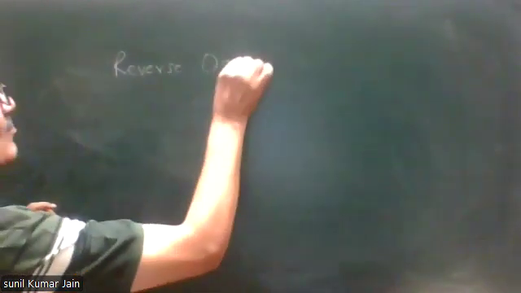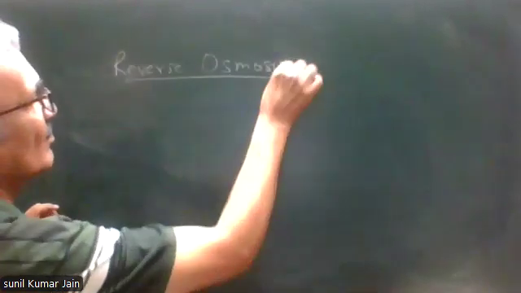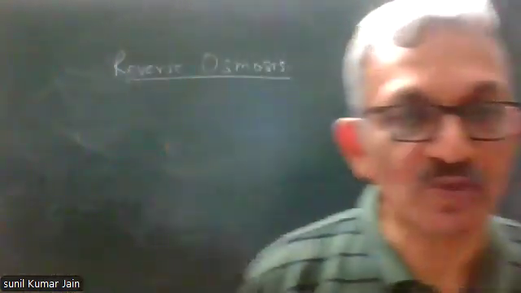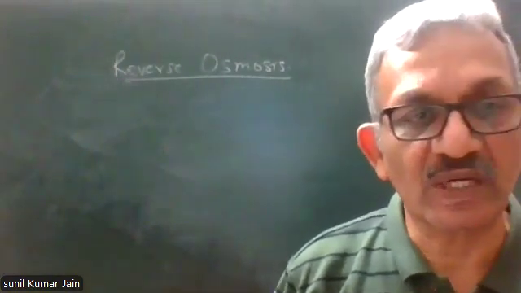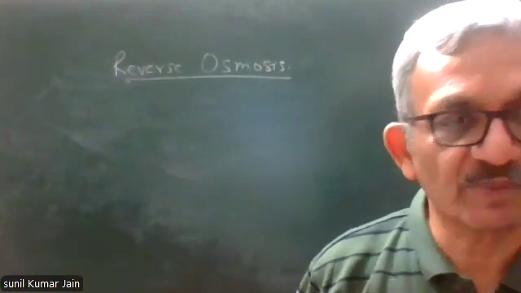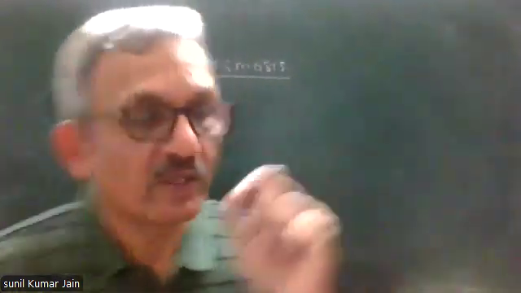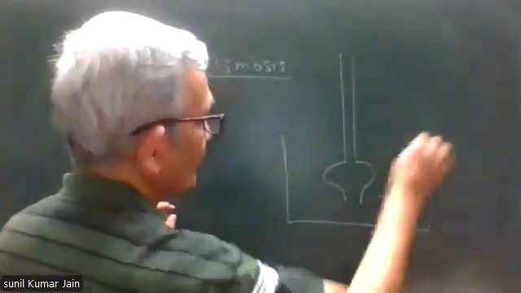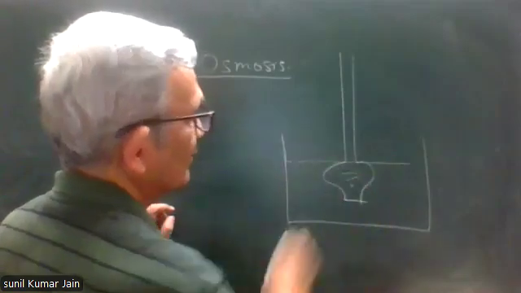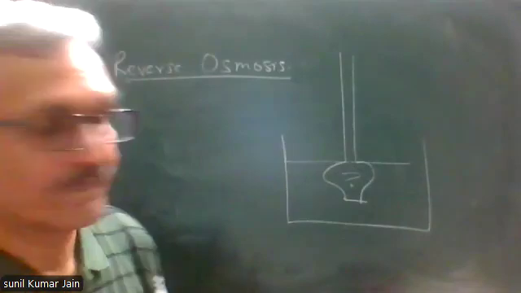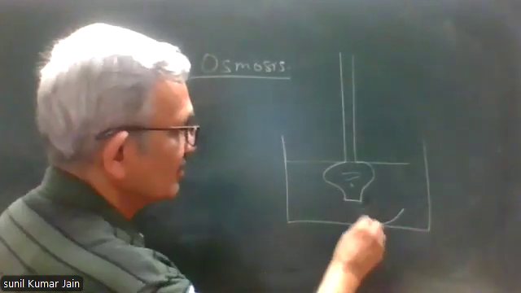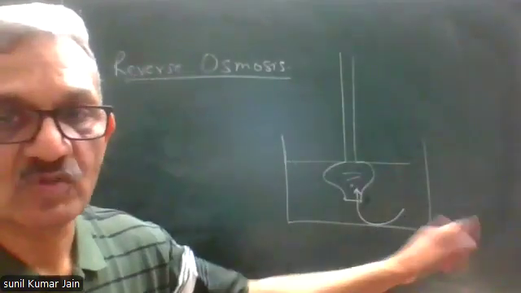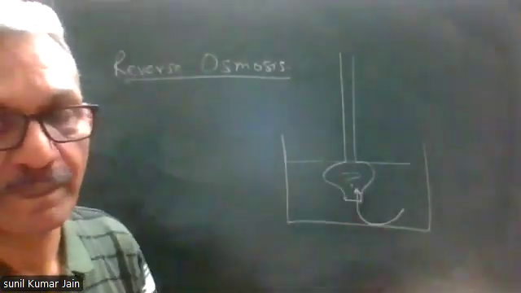Now, last topic for today, heading is reverse osmosis. Reverse osmosis. What is the abbreviation? RO. You're using RO at home based on this principle, which I'm going to explain right now. Look here. I explained this experiment. Solvent flows in this direction from outside. It goes inside the thistle funnel.